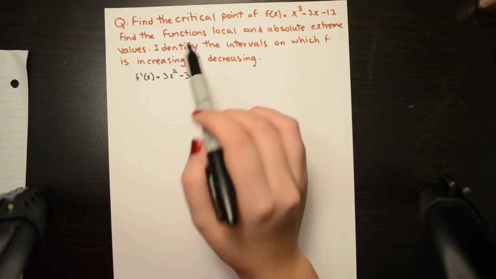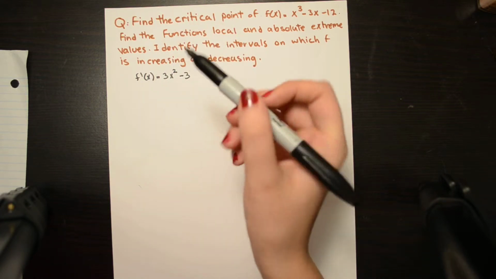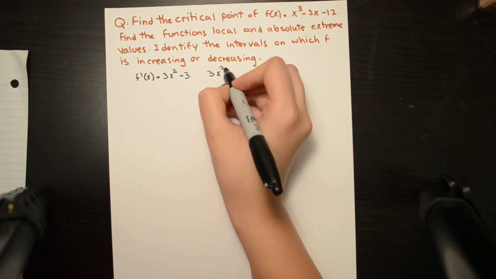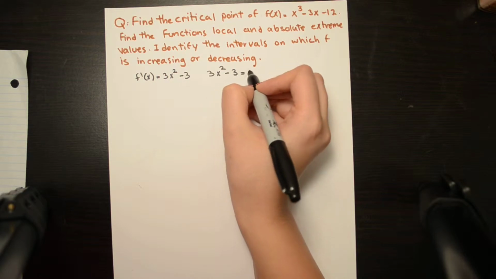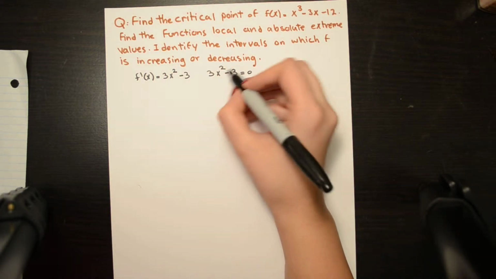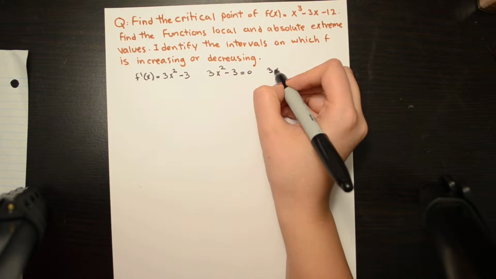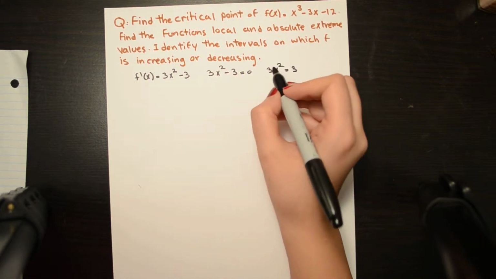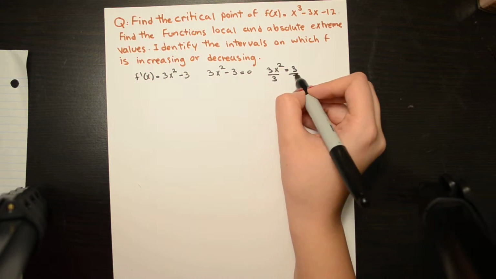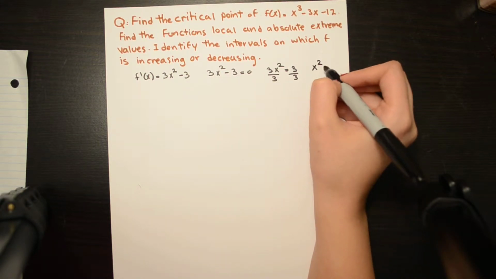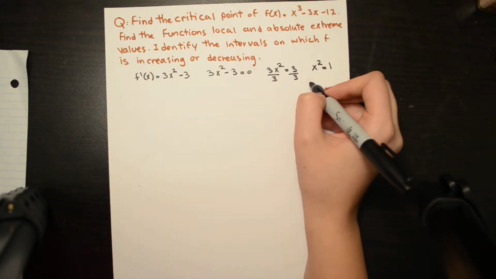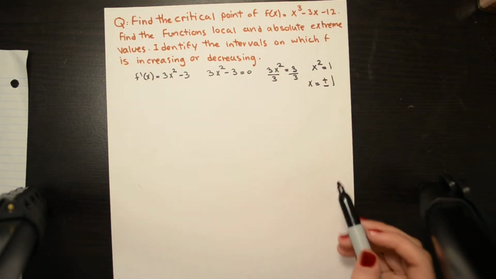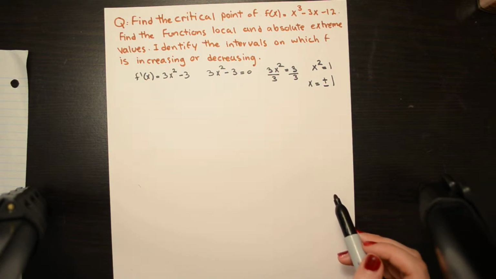In order to find the critical points, we need to set this function equal to 0 and then find the zeros. So I'm just going to write 3x to the power of 2 minus 3 is equal to 0. Then I'm going to bring negative 3 to the other side. So 3x squared equals 3. And then I'm going to divide both sides by 3, which will give me x squared equal to 1. And then x is equal to positive or negative 1. So the critical points are positive and negative 1.